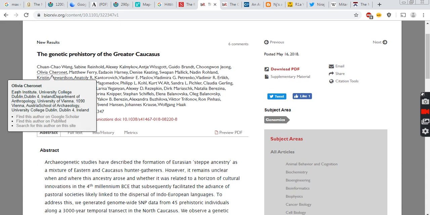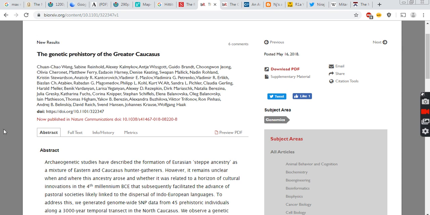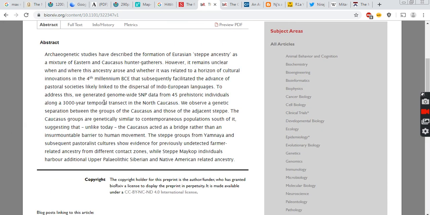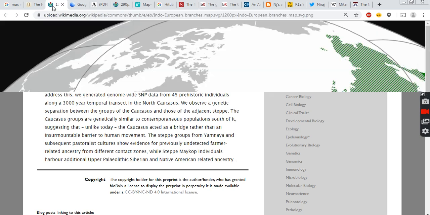So what they said in this paper is basically that there was mixture of Iranian type folks into the steppe during the early Bronze Age and fourth millennium BCE basically, and probably earlier as well. So a bit earlier from there as well. So what they are saying is that there was transmission of genes.